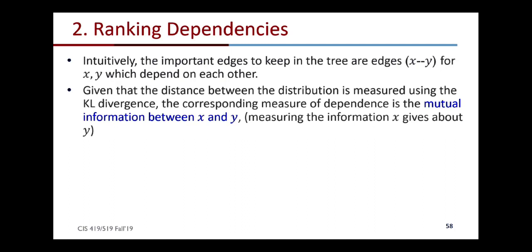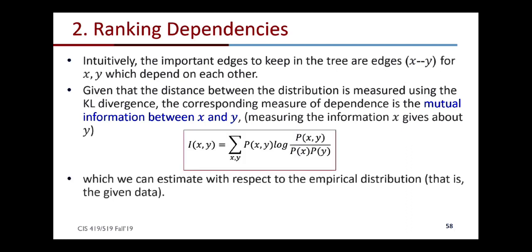So we're going to define the mutual information between two nodes, X and Y, this way. So again, we have a probability distribution, and as a function of P, we define the mutual information between X and Y to be the sum over all pairs, P of X, Y, the joint distribution, times the log of P of X, Y divided by P of X, P of Y. So you can see that this is related a little bit to independence. And this is something that, given data, we can estimate.